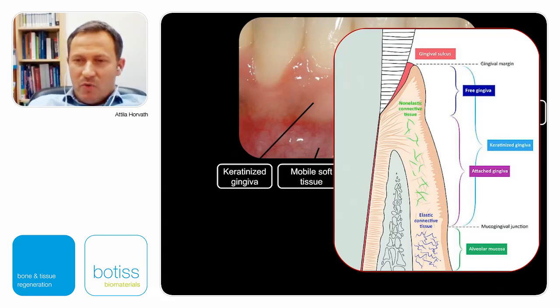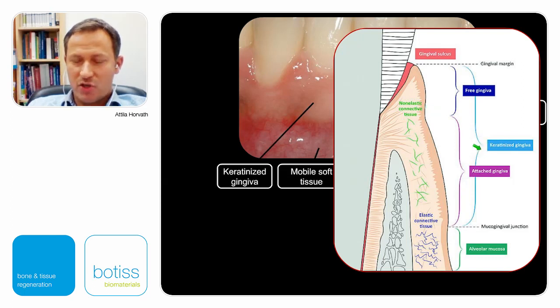I was wondering, when I was preparing for this lecture, what exactly is the difference, because in the literature and at the congresses we keep hearing about this issue. To be honest, it's very simple. Attached gingiva is from the mucogingival junction through the attached part of the gum, because this small papilla or the marginal gingiva is called free gingiva. So this is macroscopic structures.